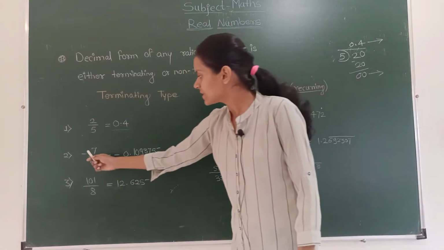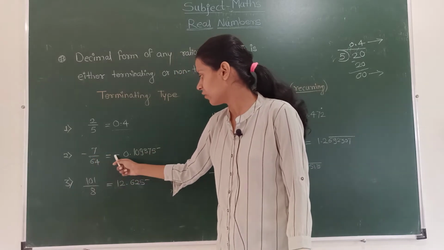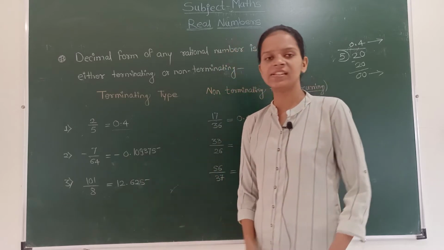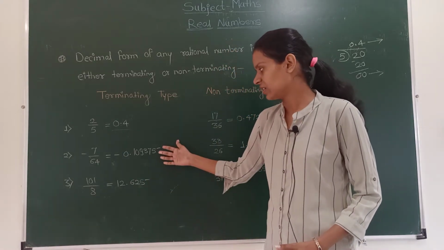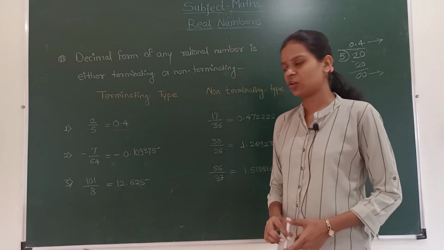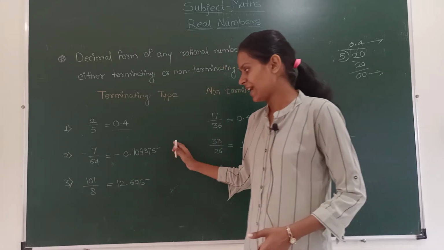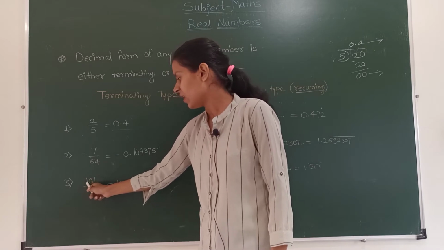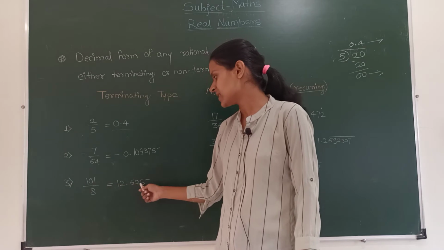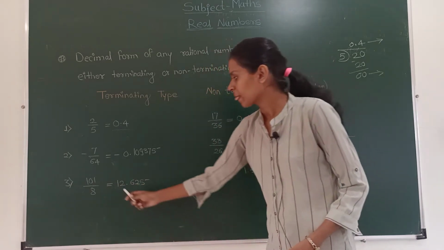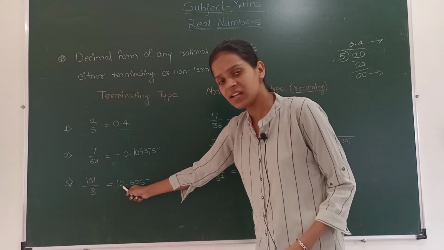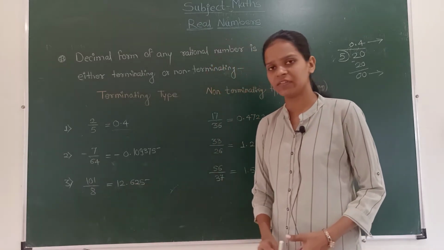Same like minus 7 upon 64, you will get minus 0.109375, and here the remainder will be 0. So the answer will be minus 0.109375. That's it. The third example is 101 upon 8, which is equal to 12.625. If we divide 101 by 8, the answer will come like 12.625.